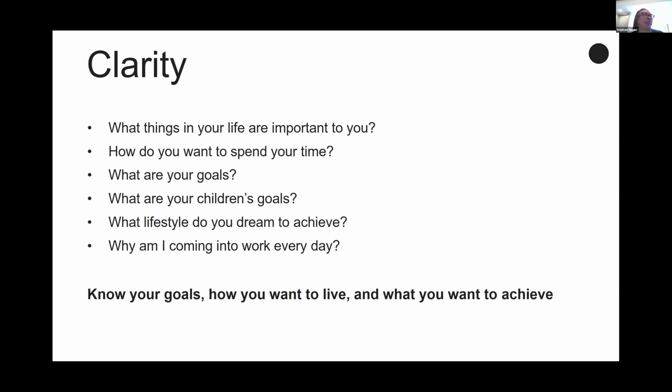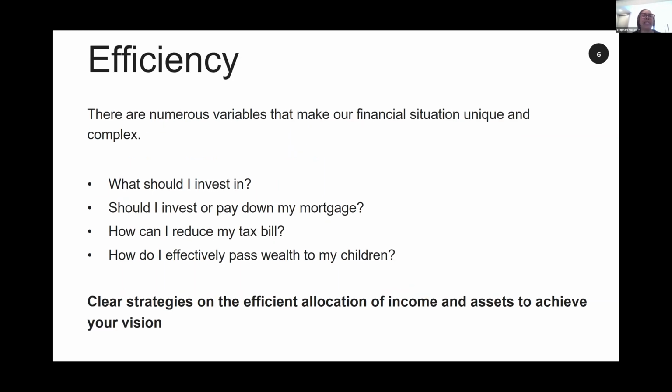And so when I talk to young people, particularly my students, they say, oh, I can't afford to buy a home. And I say, well, you already have bought a home. You've just bought someone else's home, right? And so getting clarity of why you're coming into work every day and what those resources can do for you, knowing your goals, how you want to live, and what you want to achieve, I think is central to this notion of intergenerational wealth and efficiency.